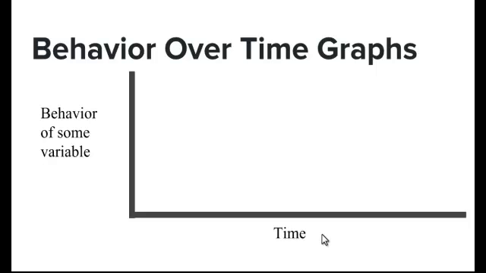One of the first ways I have my students use a simulation is, before I even run a simulation, I'll have them in whiteboards or in their notebooks draw a behavior over time graph. So just a simple graph like this, and then have them draw how they think the system will behave over time with some type of variable.